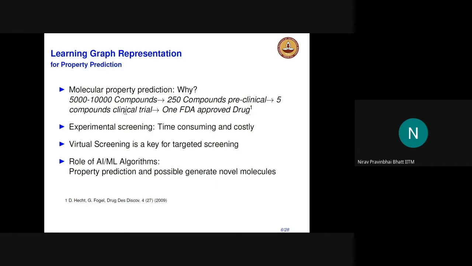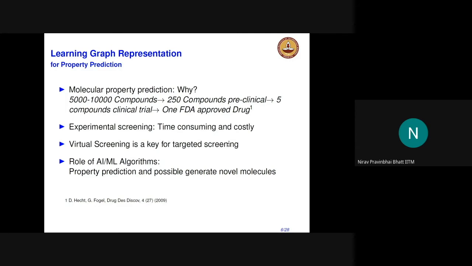And if we use some of the AI and ML algorithms to reduce this experimental screening, of course, there is no getting away without experiments. So let me be clear about it: AI and ML cannot solve the experimental problem. What we are trying to do is help experimentalists to do targeted experiments, and this is possible through virtual screening, targeted screening.